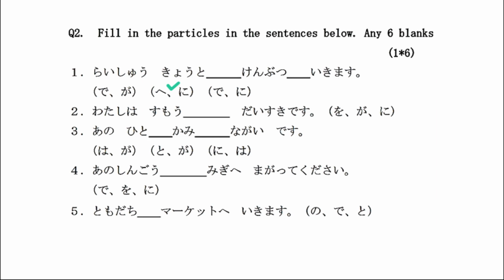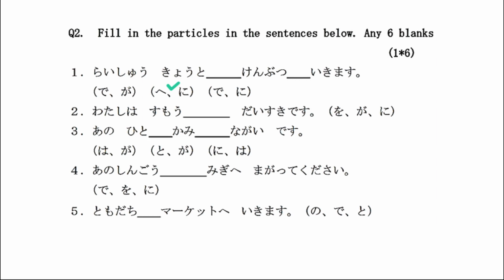The second sentence is Watashi wa sumo dash daisuki desu. The options are o, ga, ni. If you have watched my videos, you would have learnt that when ga is used with adjectives or verbs that denote one's preference or wish, such as suki, kirai, hoshii, etc., the object is indicated by ga.